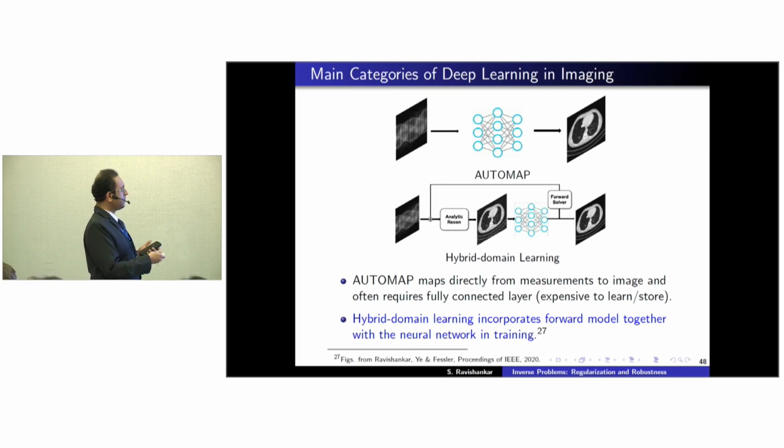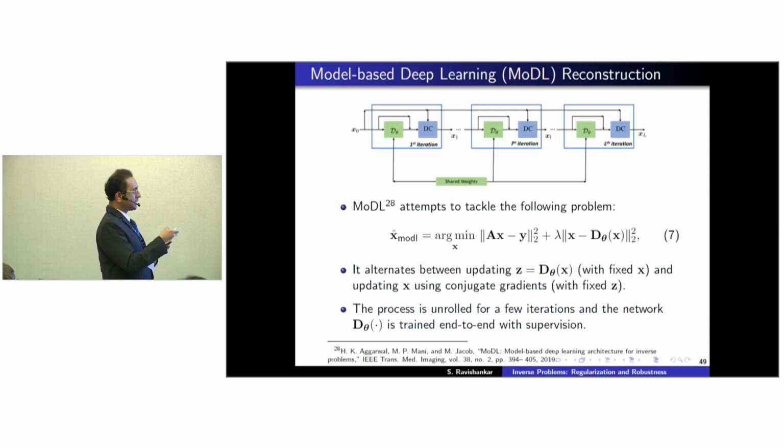The methods that are very popular are these hybrid domain learning methods, where there's a neural network, but the neural network is also combined with the forward model or the measurement operator, or the known physics of the imaging system. So trying to use some known priors about how the imaging measurements are collected together with using networks in the reconstruction process. This is an example of such a hybrid domain learning method called MODL, or model-based deep learning, where the method tries to solve this optimization.